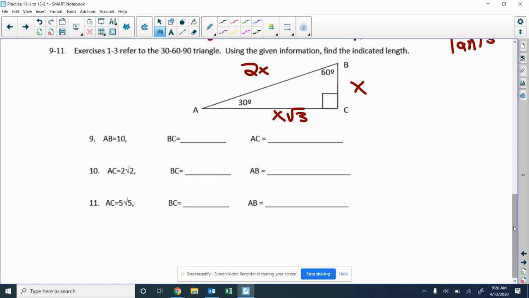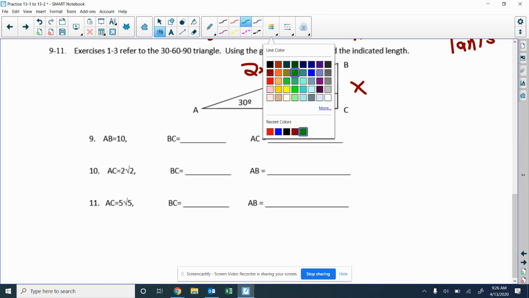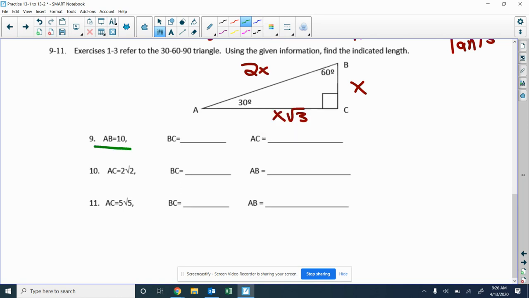So our first problem, we'll do that one in green here, is AB. So AB is 10. So this distance is 10. So we're going to take 2x, set it equal to 10, and solve. So divide by 2.